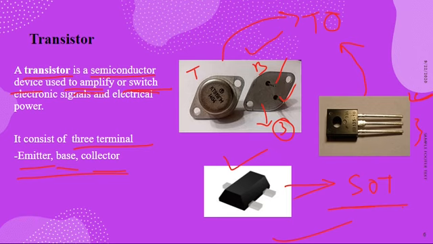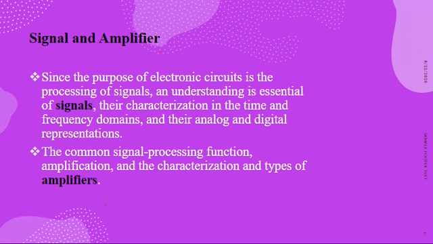Now let's move on to the last module, that is signals and amplifiers. In this module, signals are covered because every electronic circuit deals with the processing of signals. So the study of the signal is very important. What are the types of signals and how can they be represented in time and frequency. Next are the amplifiers. Amplifiers are the most common signal processing devices, which are made from transistors, and in this we will also cover what are the types of amplifiers.